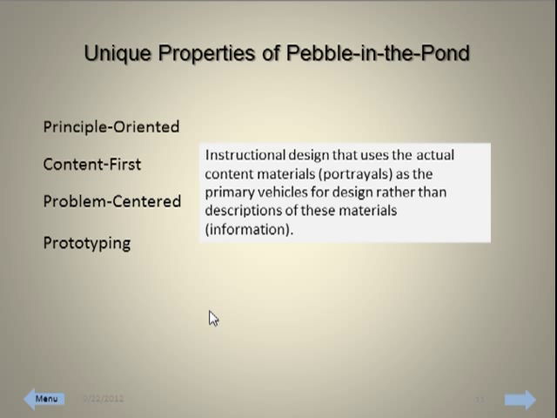The traditional ISD model commences with a number of steps that describe the content to be presented. The early steps in the traditional ISD model are information-oriented rather than portrayal-oriented. That is, they describe what is to be done rather than showing what is to be done. For example, instructional strategies are often represented as information. They are merely descriptions of how learners will interact with the content. A content-first approach designs with the portrayals of the content rather than with information about the content. The Pebble-in-the-Pond approach begins the design process with a portrayal of an instance of the problem learners will learn to solve. This problem is a portrayal of the goal to be accomplished rather than an abstract description of the problem and its solution.